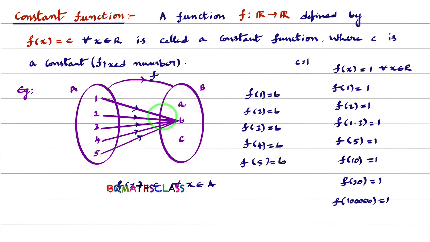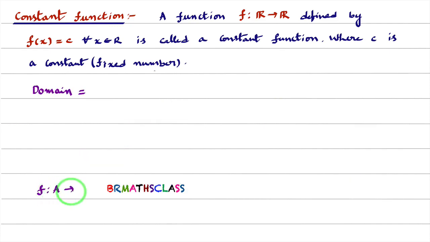Now we will see what is its domain, codomain, range of a constant function. We know that f is a function from A to B. Then this set A is called domain. That we learned in the definition of domain of a function. Here it is a function from set of all real numbers to real numbers.